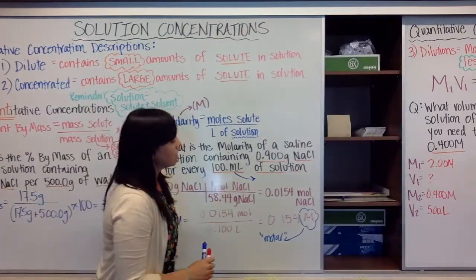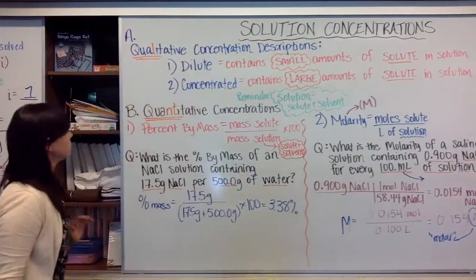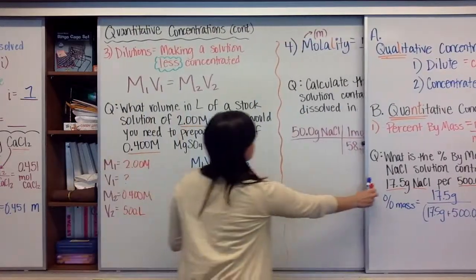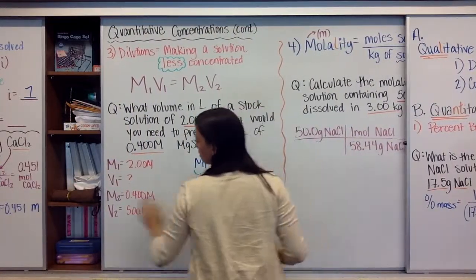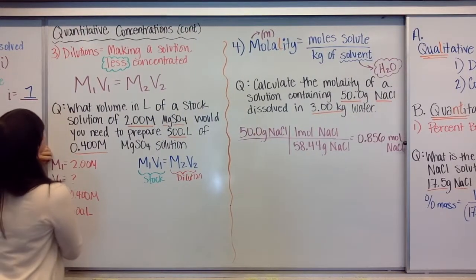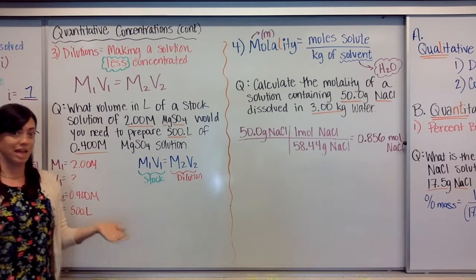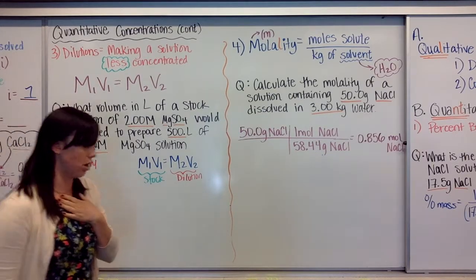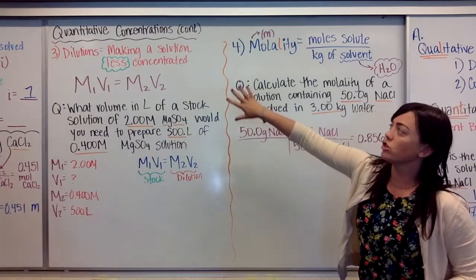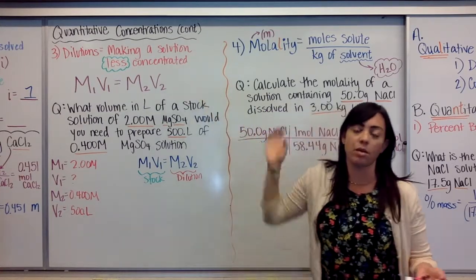Our third example and calculation has to do with dilutions. Dilutions are basically making a solution less concentrated. So our dilutions is when we are just making a solution less concentrated. And we do this in chemistry class often.